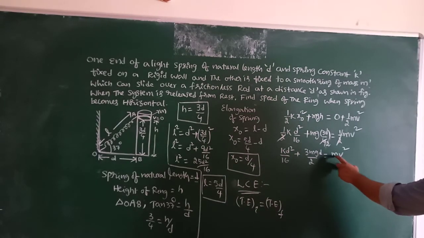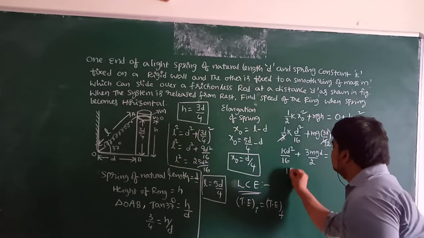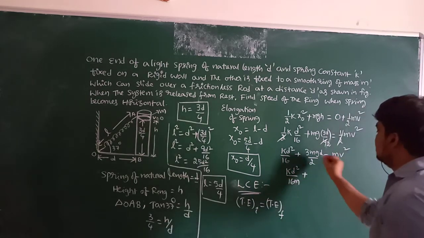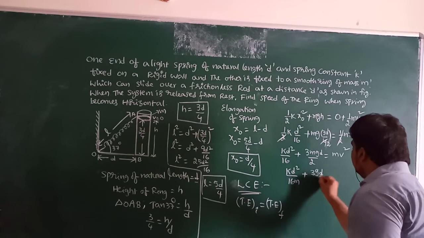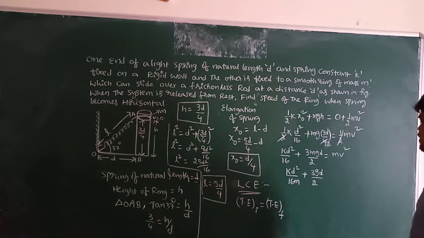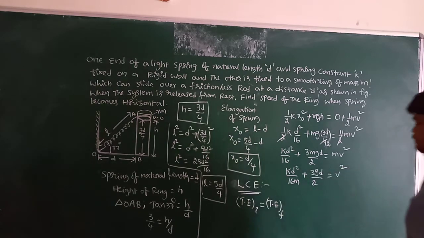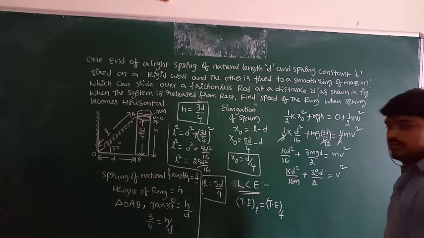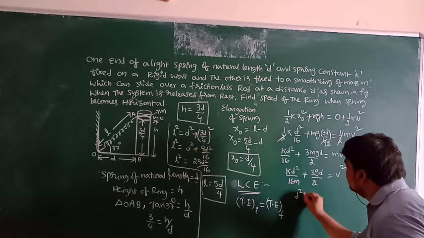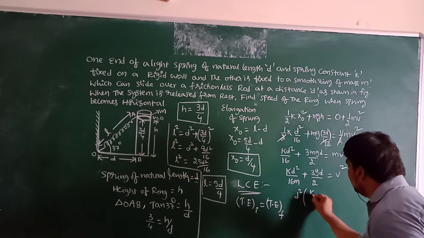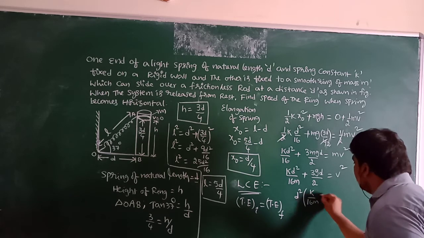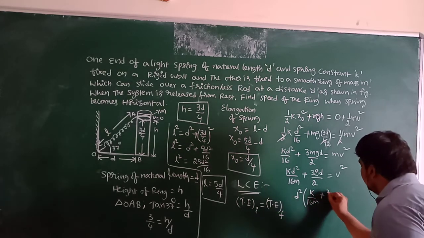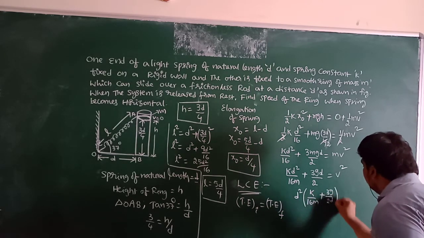Now shift the m to the left-hand side, so it becomes k d square by 16m plus, m cancels, so 3g d by 2 is equal to v square. Now take the common factor of d square. When we take the common of d square, it becomes k by 16m plus, since only d is there, 3g by 2d, is equal to v square.